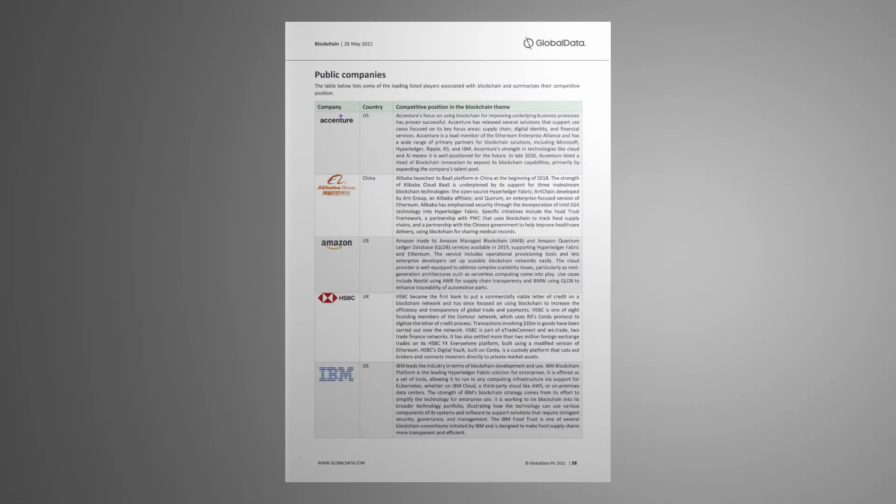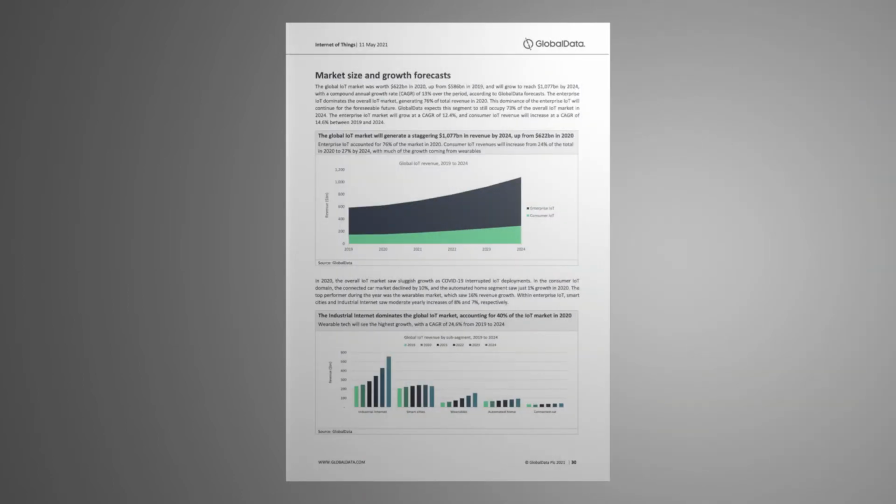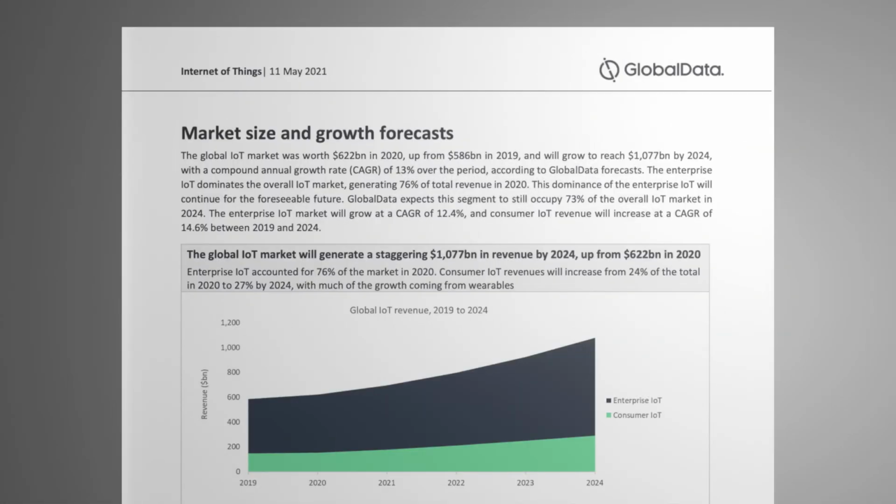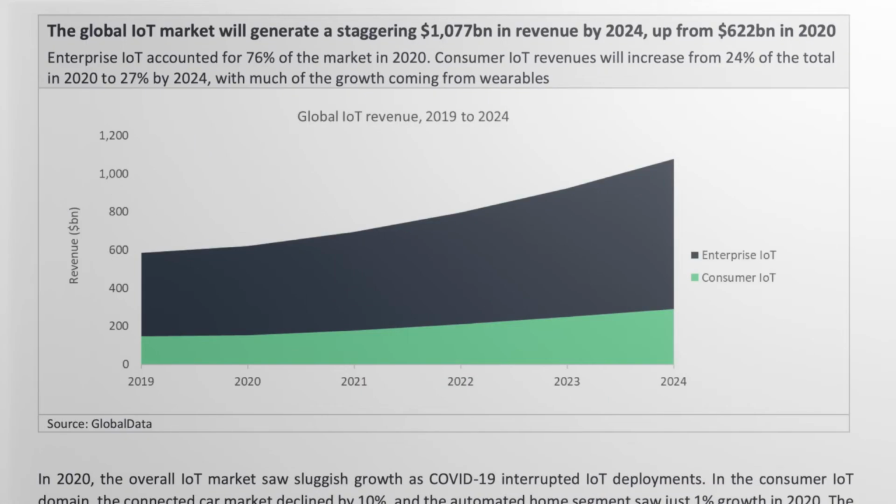Find out the competitive position of leading enterprises in the company section. Use the industry analysis section to understand how big a theme is and how it will develop in the future. View market size and growth forecasts to find out how fast a theme will grow. For example, the Internet of Things report shows the IoT market will be worth $1,077 billion in 2024, up from $622 billion in 2020.